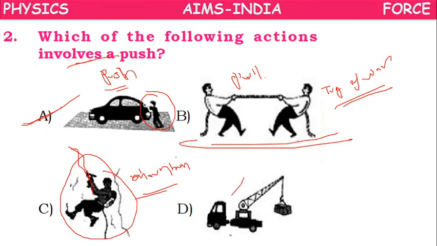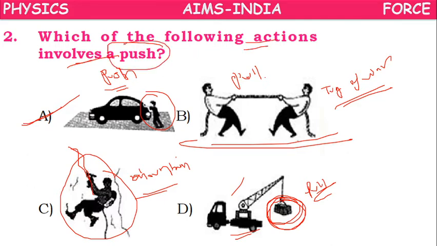Here the person is mountaineering. The person is going up the mountain with the help of a rope. He will pull the rope down and he will go up. It is also an example of pulling. Here, with the crane, it is lifting the box. It is lifting the load. It is also an example of pull. So out of all these examples, the action which involves a push is a person pushing the car. Option A is the correct answer.